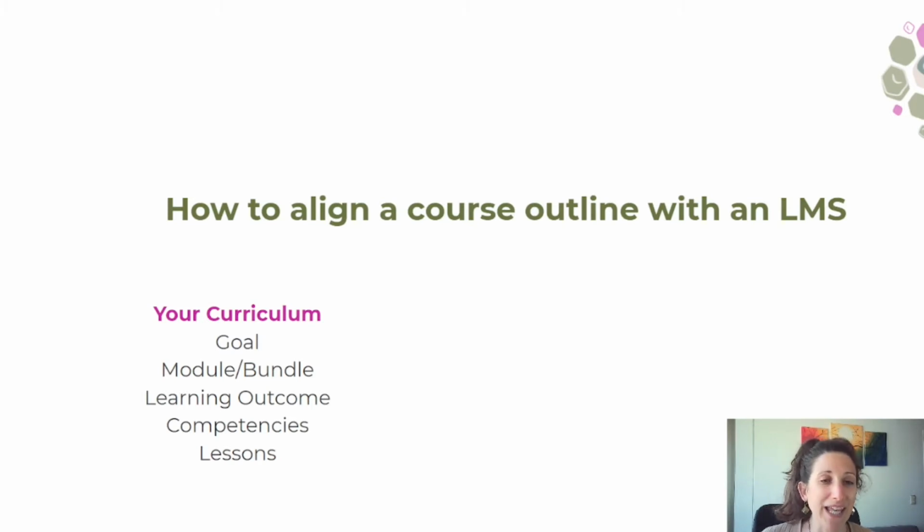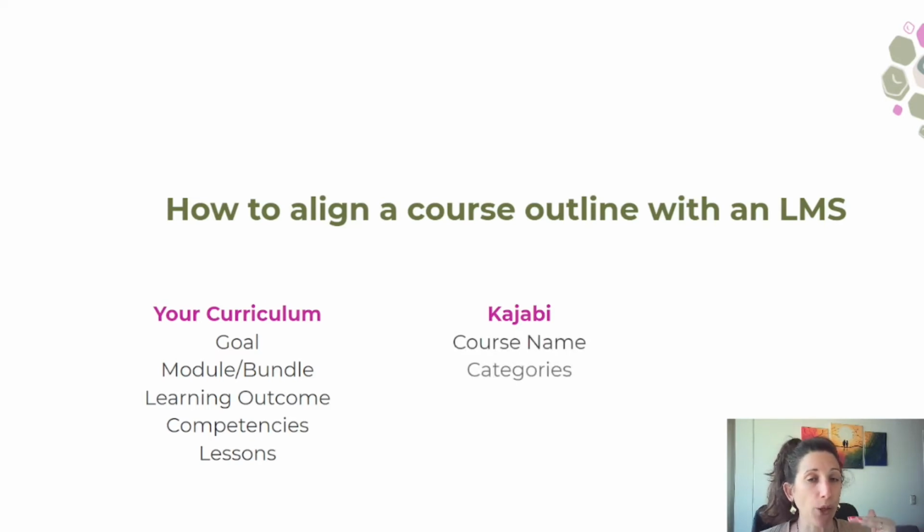So then when we look at that and we compare it to Kajabi, for example, their infrastructure and their vocabulary is that you have a course name, you have a category, you then have subcategories. Now I've written these in a way that we would see that if you have a bundle or a module plus your learning outcomes, you would then have to put them both into categories, which we'll have a look at soon.